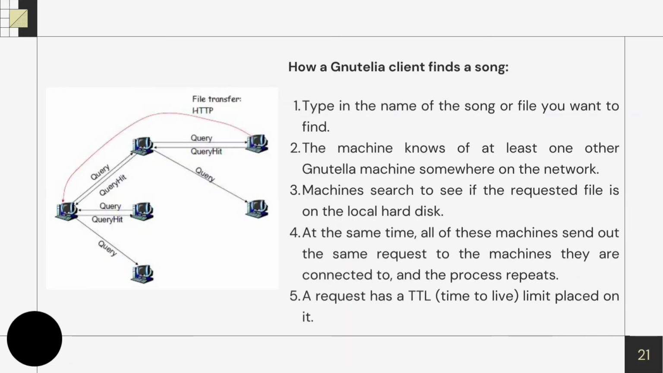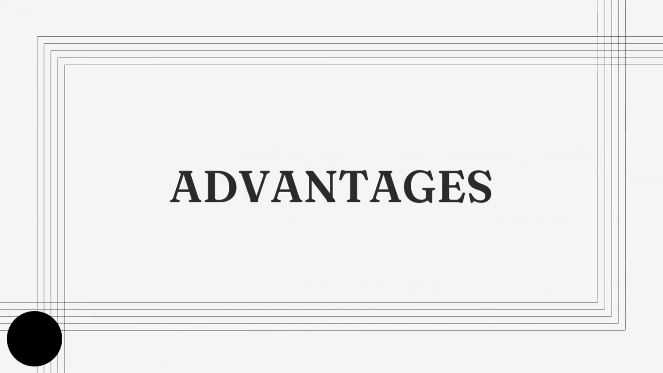How does a Gnutella client find a song? First, type in the name of the song or file you want to find. Next, the machine knows of at least one other Gnutella machine somewhere on the network. Third, the machine searches to see if the requested file is on the local hard disk. At the same time, all of these machines send out the same request to the machines they are connected to, and the process repeats. A request has a TTL, which is a time to live, limit placed on it.